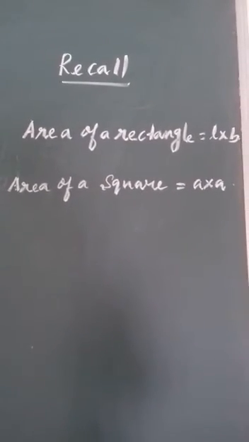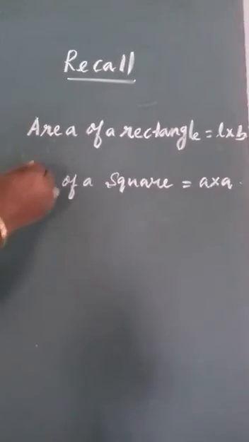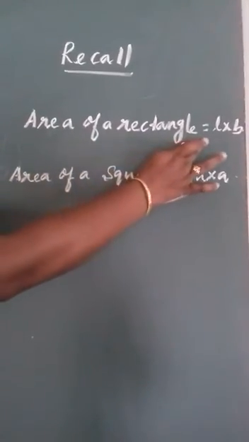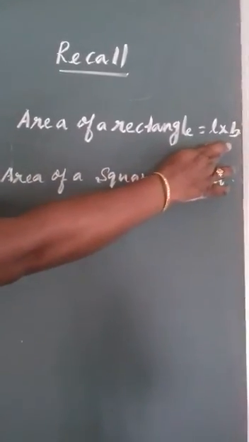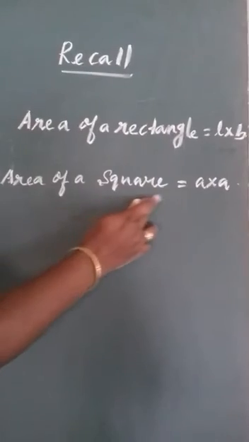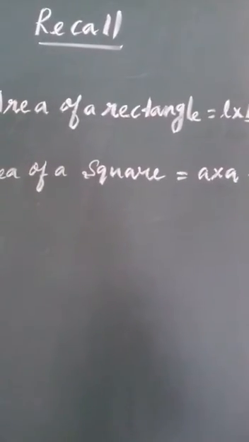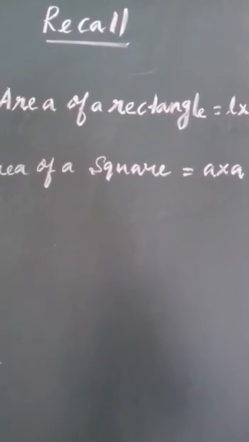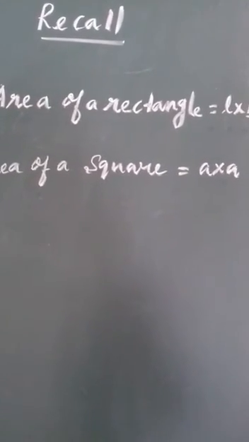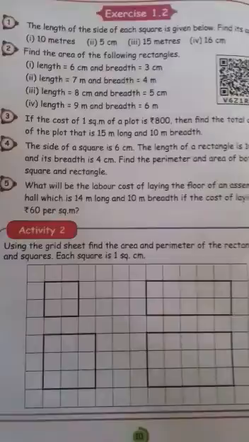Did you understand, children? Once we recall, area of a rectangle equals L into B. Area of a square equals A into A. The unit denoted for the area of an object is square units.